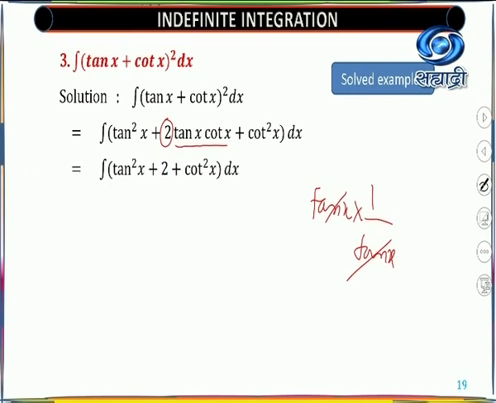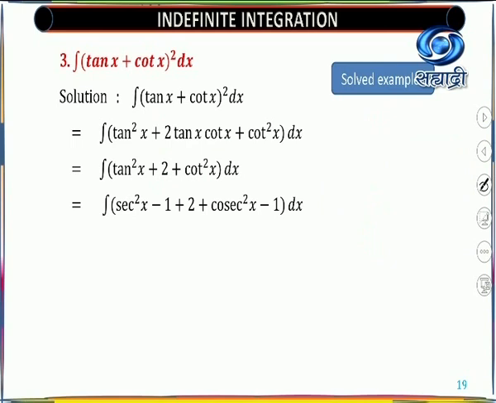So next step says that tan square x plus 2 plus cot square x. Now split this 2 as 1 plus 1 because you need to use the trigonometry here. So what you will get? This is nothing but sec square x minus 1 plus 2 plus cosec square x minus 1. You are substituting the values. Now look at here. You are substituting the value for tan square x as sec square x minus 1 and for cot square x as cosec square x minus 1. So it becomes minus 2 plus 2. So sec square x plus cosec square x.